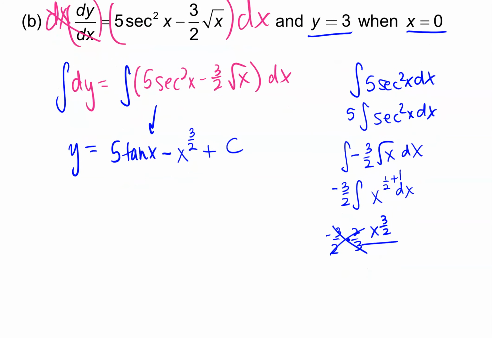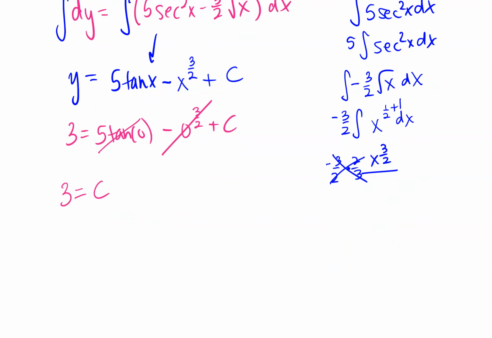Let's plug in our original values. y is 3, x is 0, so 3 equals 5 times tan of 0 minus 0 to the 3 over 2 plus c. That's just 0. Tangent of 0 is 0, so that's also 0. Did I write this down wrong? No, I'm good. So y is 3, so you get 3 is equal to c.